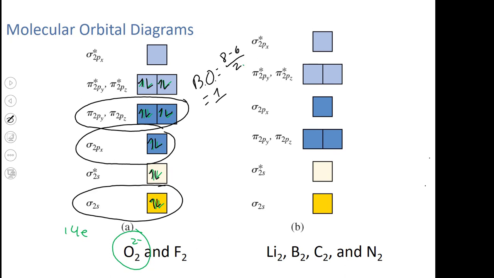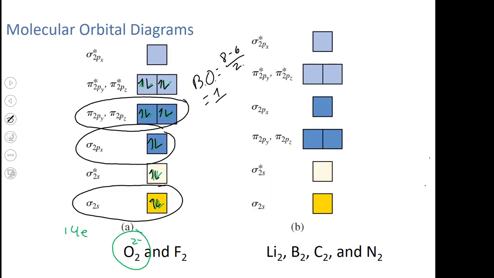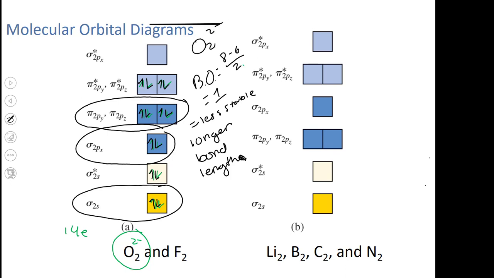Compared to what it was when it's just plain old O2. When it's just plain old O2 here, it had a bond order of 2. So if I'm comparing O2 versus O2 2 minus, which one would have a longer bond, O2 or O2 2 minus? O2 has a bond order of 2, while the O2 2 minus has a bond order of 1. Would have a longer or shorter? Shorter. Good, shorter, because bond order being smaller means less stable, which means that the bond length is what? Longer, good. Longer bond length. So O2 2 minus has a longer bond length than O2.